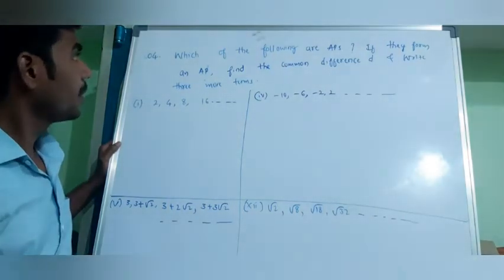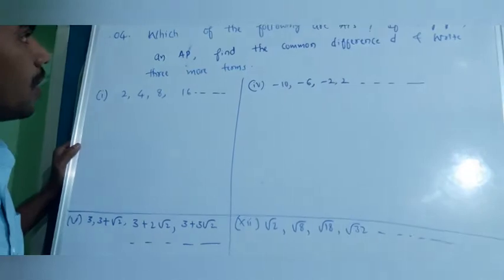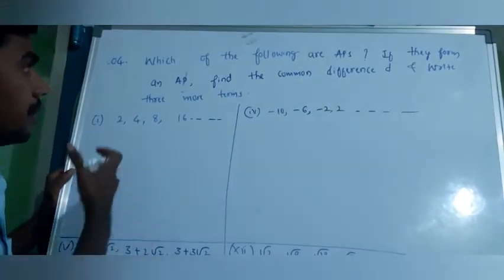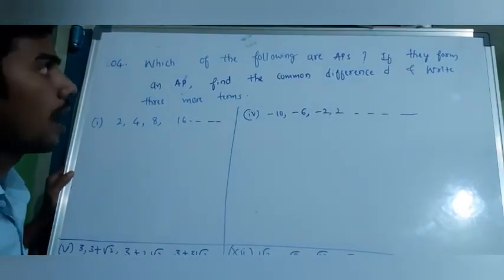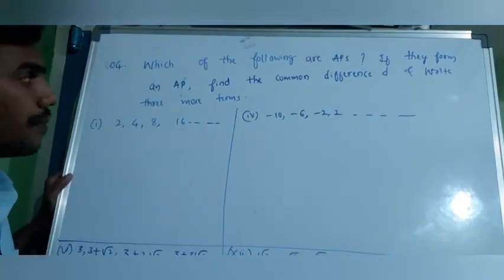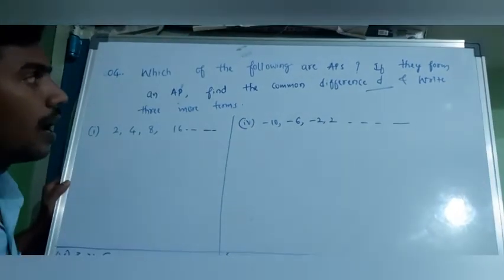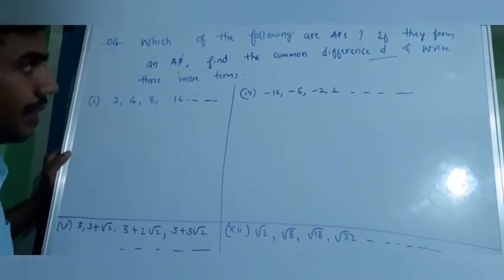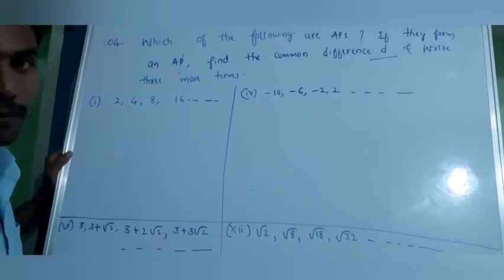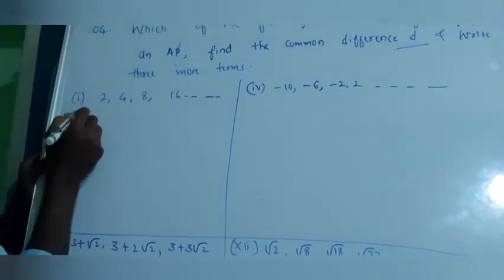Fourth question, the fourth main and the last main of this exercise. Which of the following are APs? Which of the following series are under arithmetic progression? If they form an AP, find the common difference D, and we need to write 3 more terms. Okay. So we'll begin with this.